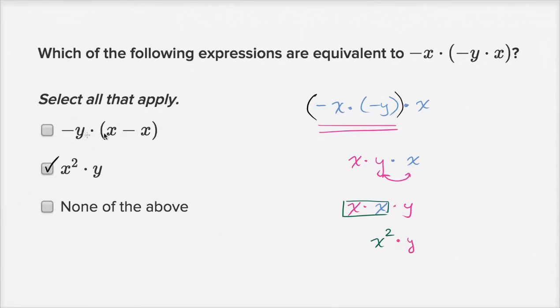Now, what does this one evaluate to? This one actually evaluates to a number, because regardless of what x you pick, x minus x is going to be 0. 0 times anything is going to be 0. So this thing is going to be equal to 0. So this is different than what's going on over here. So I definitely would not pick that.